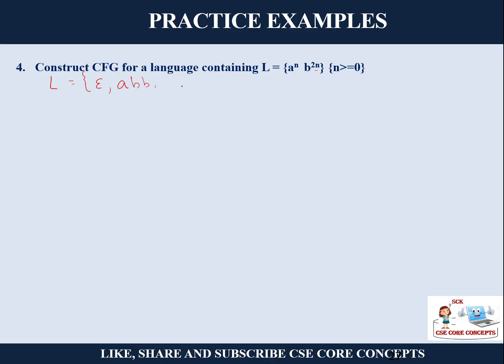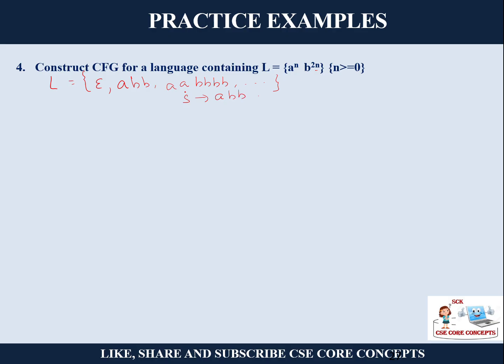Now when your N is 2, you have A's, but how many B's will you have? 2 to the power 2, that is 4. Okay, so the number of B's will be 2 times. So how will you frame the rule? So you can say your rule says S is A, B, B, right?